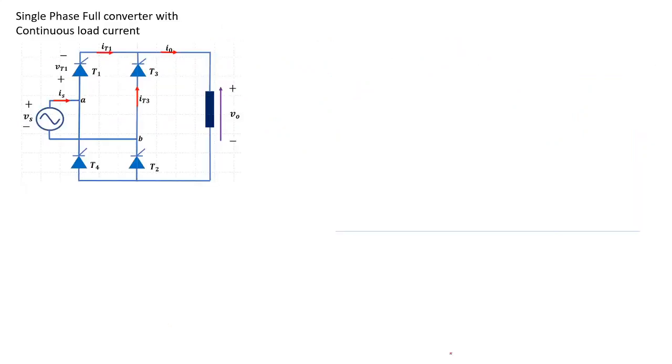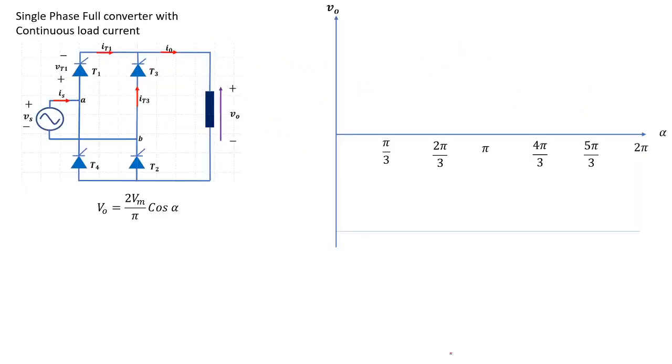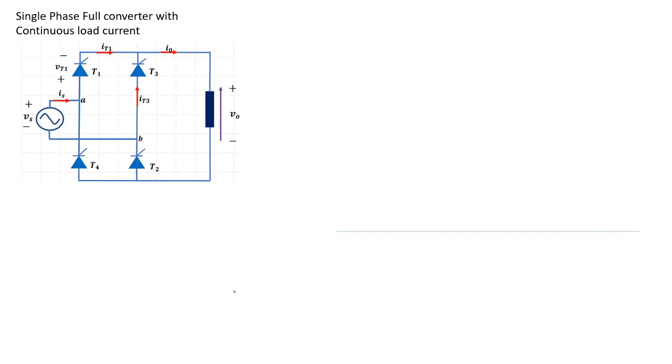Now, let us see the single phase full converter operation for continuous load current. We have seen in the previous class, that is module number 2, lecture number 7, its operation in rectifier mode, where the output voltage is positive, that is for alpha less than 90 degrees. Now in this lecture we have seen operation for alpha greater than 90 degrees. So for a full converter, the output voltage formula is 2 Vm by pi into cos alpha, assuming the load current is continuous in nature.